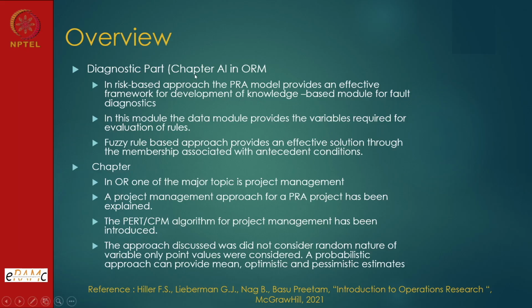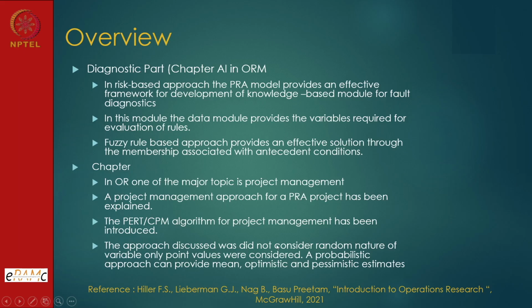Here we are discussing the OR part. The chapter is on OR, which is one of the major topics in project management. A project management approach for PRA. We have used a thing which we can use as part of risk management for explaining the project activity. With the PERT CPM chart, we have seen how it benefits us in expediting our project, and at the same time maintaining the quality of the project also.